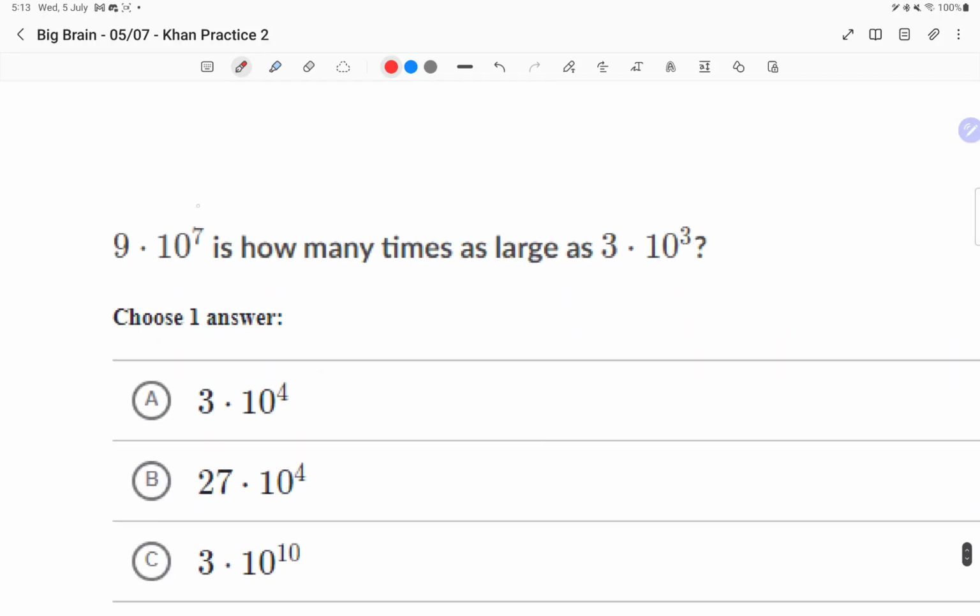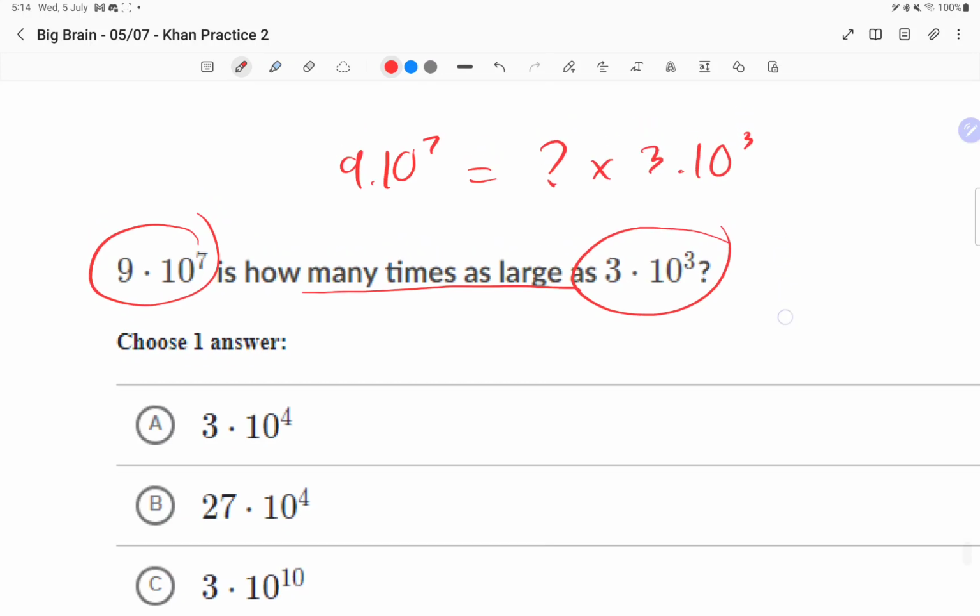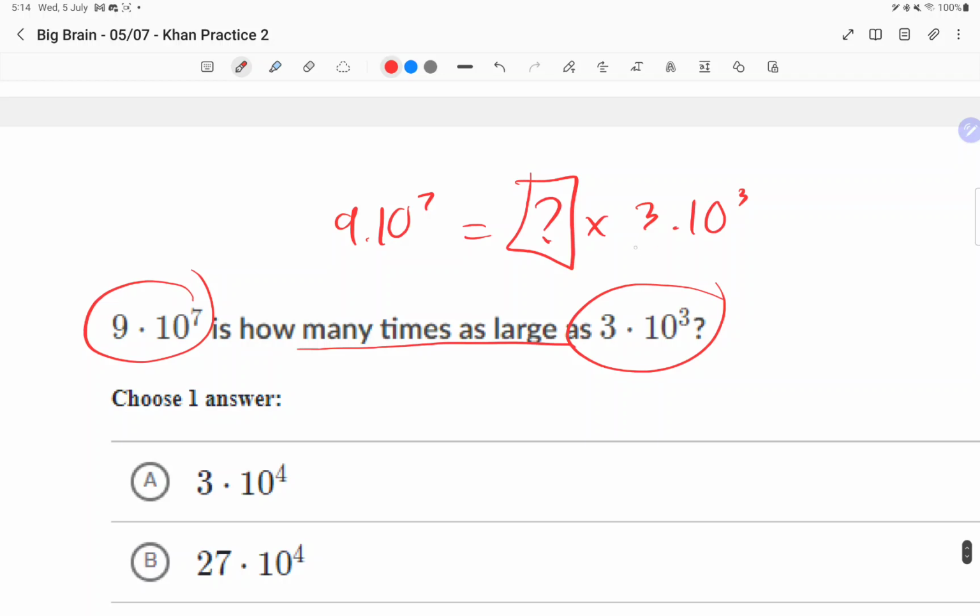Okay, now this question, last question here: 9 times 10 power 7 is how many times as large as this one? How many times as large as? This means that they're saying 9 times 10 power 7 is how many times 3 times 10 power 3. So you just need to find something that when you multiply 3 times 10 to the power 3 by, you get 9 times 10 power 7. So first you can analyze, how do you get 9 from 3? You times it by 3. So this question mark, 3 will be part of it, right? Because 3 times 3 is 9.